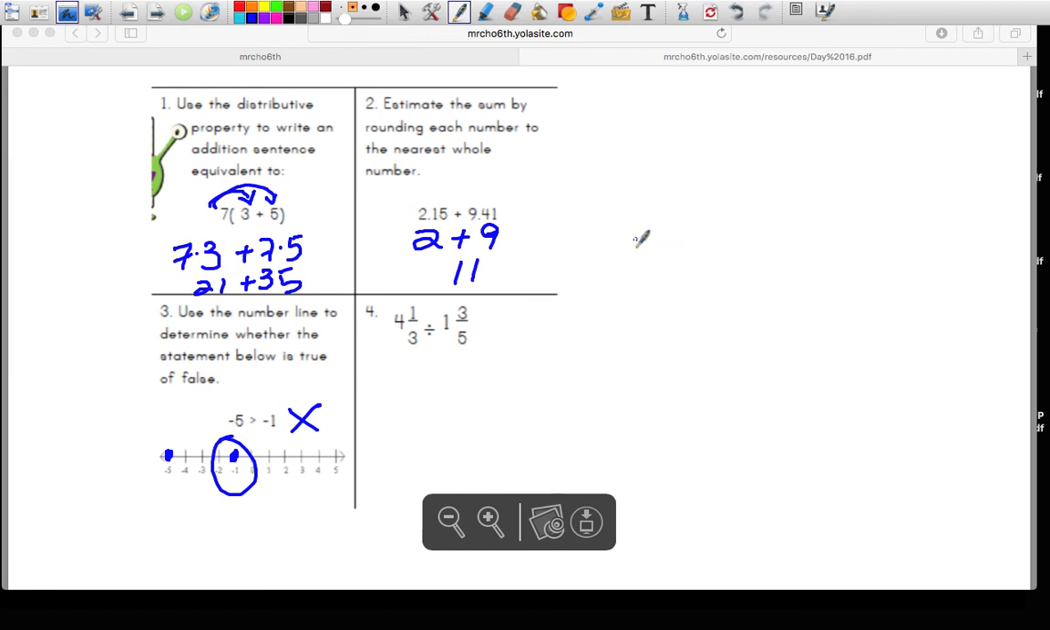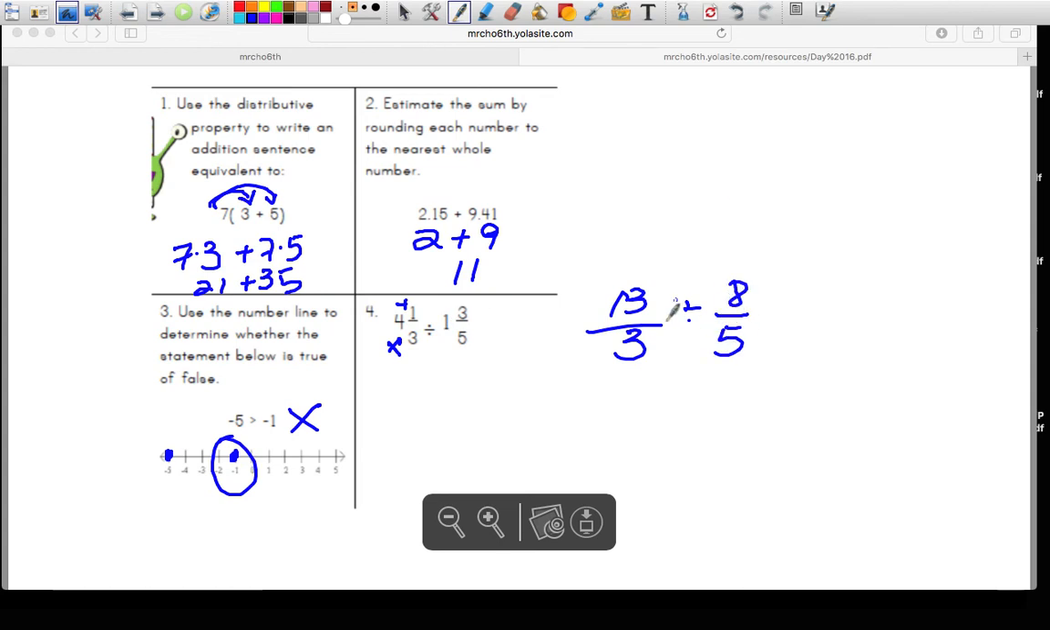Division. Ooh, finally something. 4 1/3 divided by 1/3. Okay, let's change both to improper fractions. So you got 3 times 4 is 12 plus 1, 13 over 3. Divided by 5 times 1 is 5 plus 3, 8 over 5.